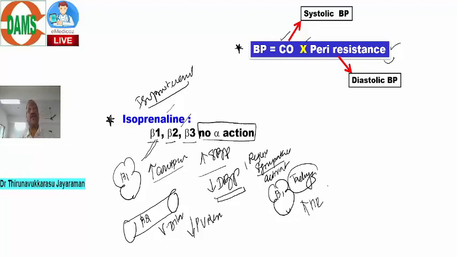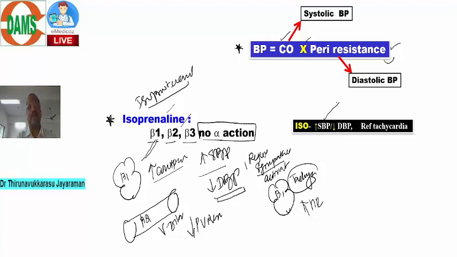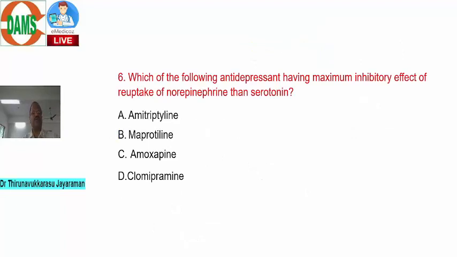So our question is solved. That means what? My drug is going to cause an increase in systolic BP, a fall in diastolic BP and also reflex tachycardia. So that image is showing the effect of isoprenolone. That's the point. Okay. The next question.